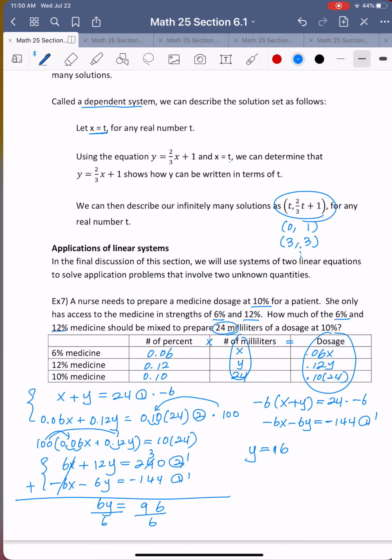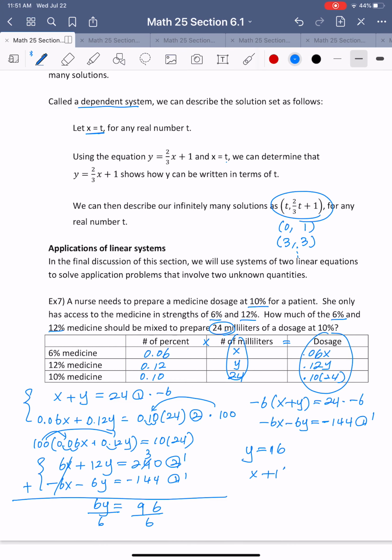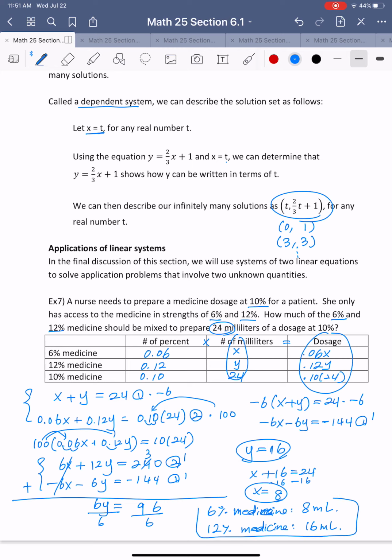So since y is 16, plug it into equation 1. So x plus 16 equals 24. Subtract 16 from both sides, x is, I think, 8. Yeah, so we got those, right? Which means x represents the 6% medicine, okay? So the 6% medicine is going to be 8 milliliters. And then the 12% medicine needs 16 milliliters. So that's how you mix it.